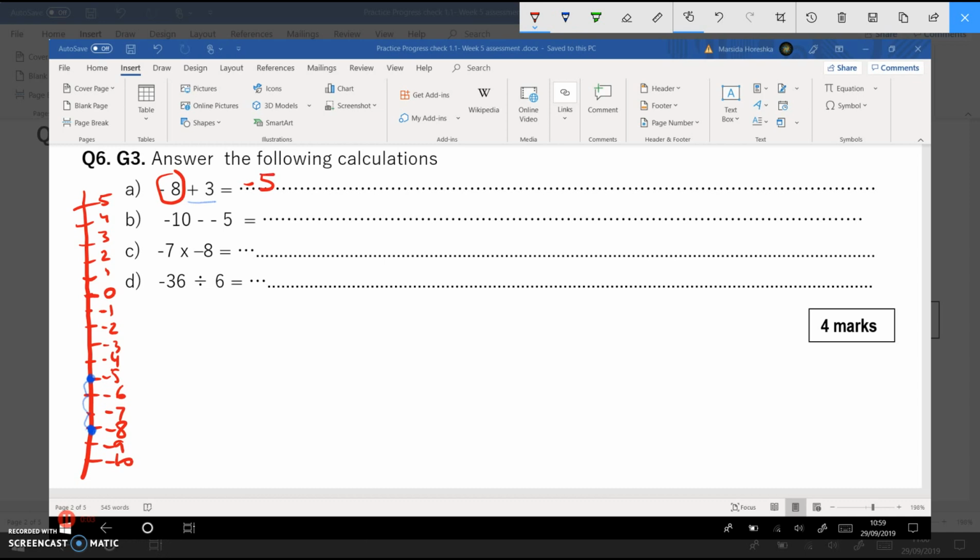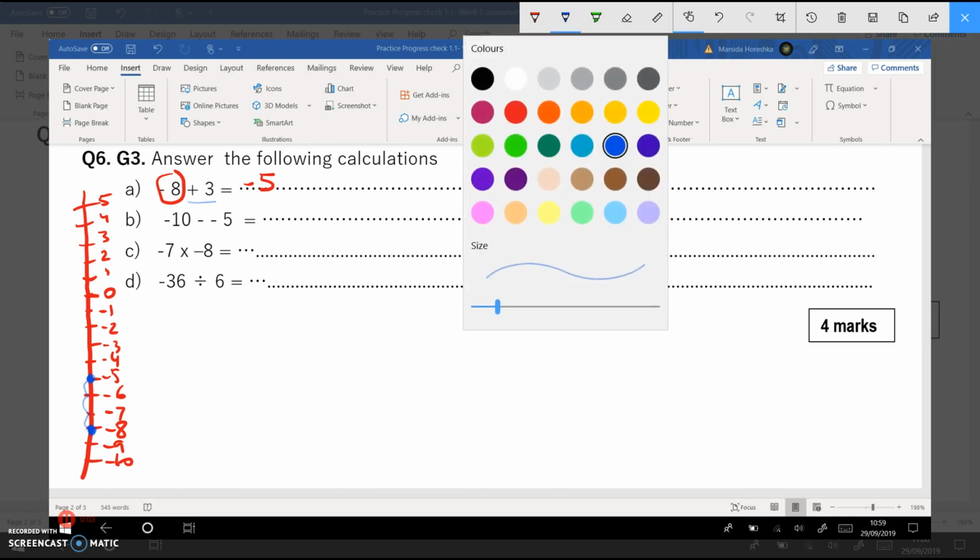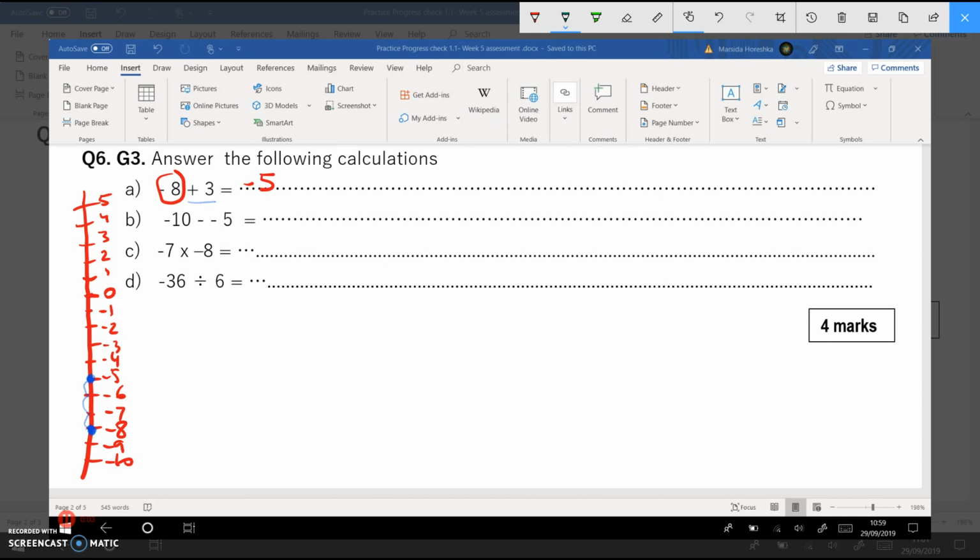Then we have -10 minus -5. So the initial temperature is -10. So we're starting on -10. But what do we do then? Since we have 2 signs next to each other, I'll circle them.